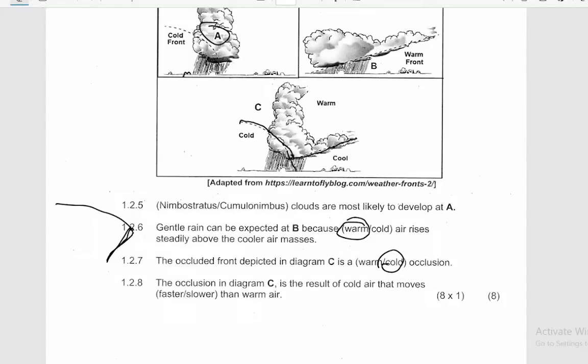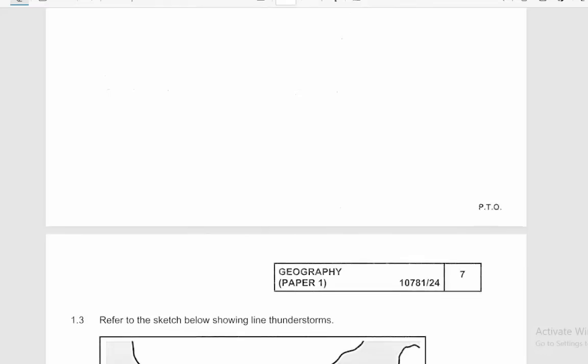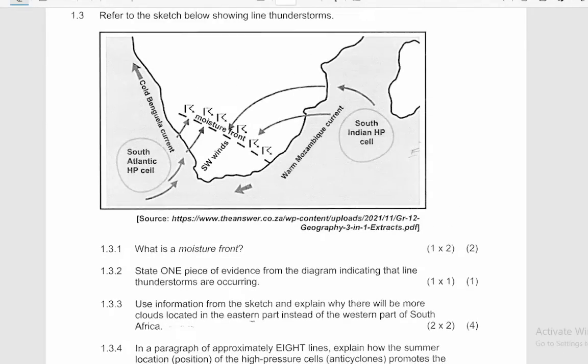The occlusion in diagram C, we have shown that through the discussion. A cold front occlusion is a result of cold air that moves. How does cold air move? It moves faster, because of its density. The cold front, we've discussed that it advances faster towards warm air, and as a result, we have faster movement on the side of cold air, and it undercuts warm air, completely dominating the ground surface. Right, we move on to this question here.